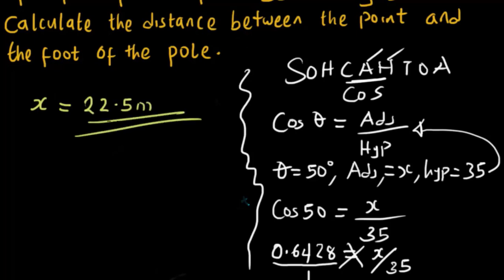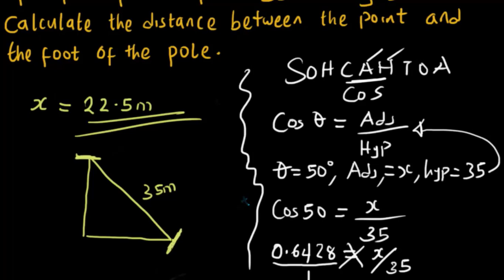What I want you to note in this video is that when they give you the distance between the point where the person is looking up and the top of whatsoever, that distance is usually the hypotenuse. Does that make sense? That was why we have 35 meters as the hypotenuse, because we are told that that's the distance between the top of the pole and the point from which whosoever or whatsoever is looking up. Does that make sense?